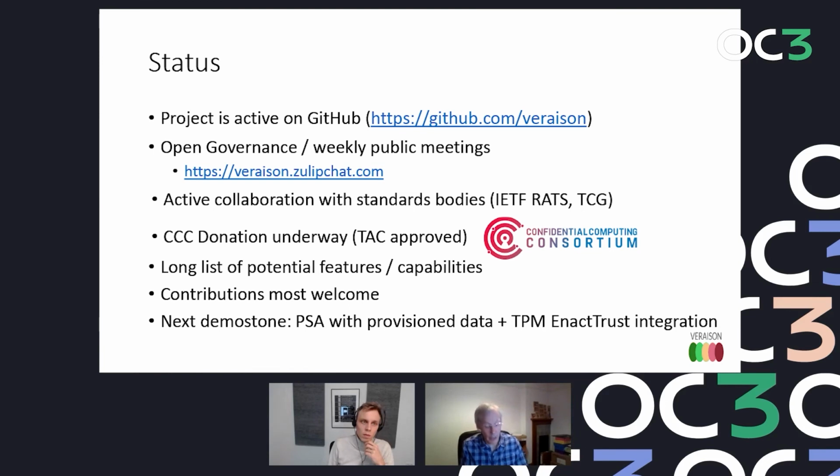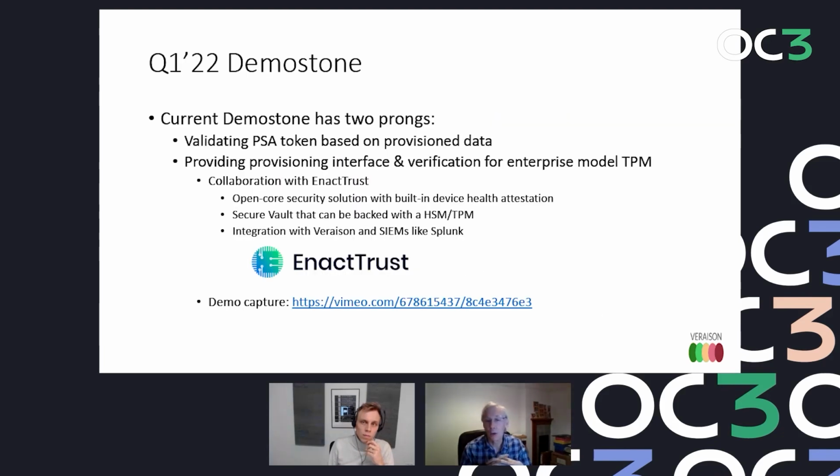The project runs on a set of demo stones, roughly quarterly to half year, where we're just trying to say we can show that we are working against live environments. The current demo stone works on, but we'll be able to prove validating a PSA token based on provisioned data. The previous demo stone was against fixed data.